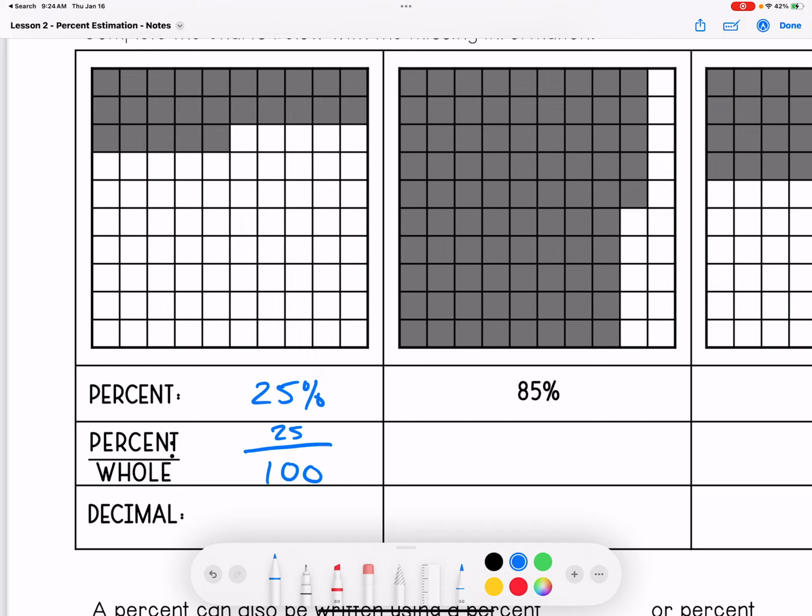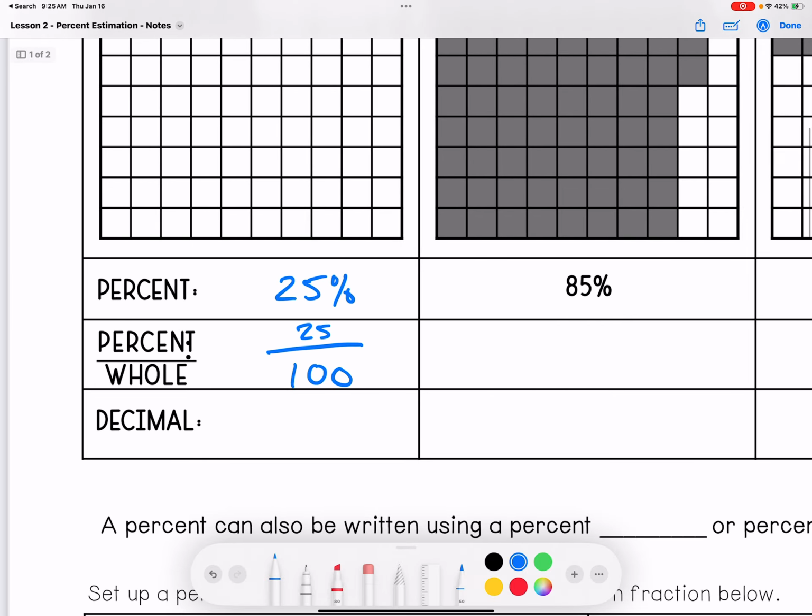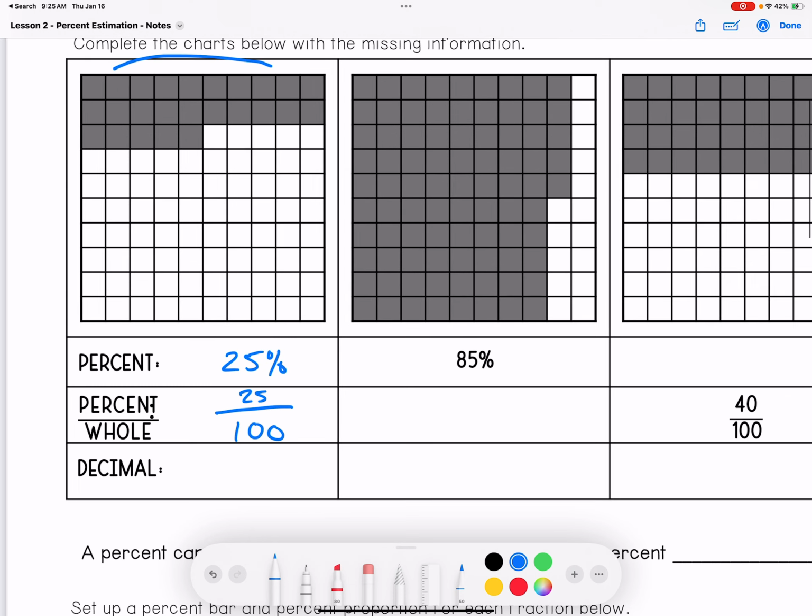Because percent is out of 100. So if 25 out of 100 are covered, then it's 25%. And what is the decimal form? Well, we know that this whole thing is one whole, so it's not all covered, so it's less than one whole. And then how much is covered? If you go back to place value, this is tenths and 100ths. So the 100ths ends in that second spot. So how many is covered? 25. So 0.25.